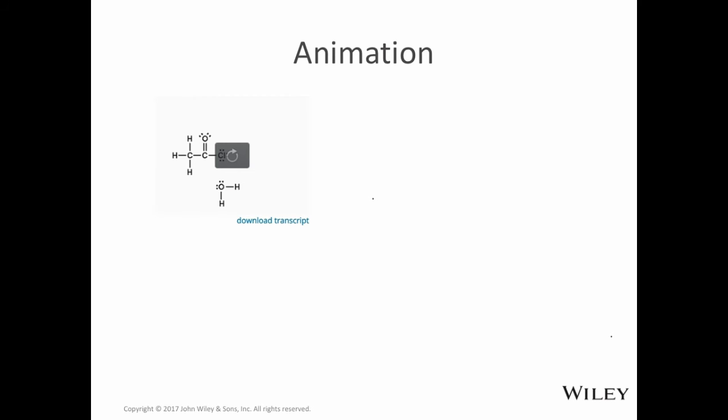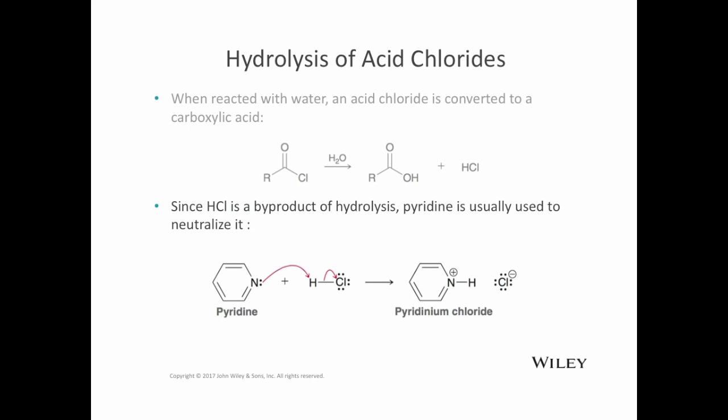Since HCl is a byproduct of hydrolysis, we often add a base like pyridine, which is this structure. It's essentially benzene with a nitrogen in it to neutralize the HCl that's formed.